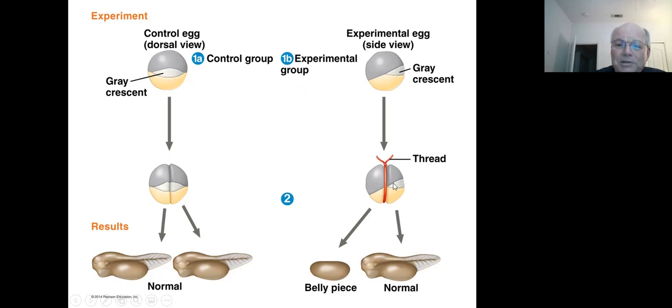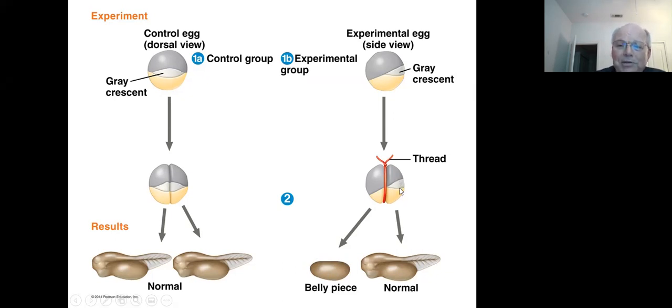One blastomere contained the gray crescent, the other one lacked the gray crescent. So this particular blastomere, and the daughter cells that would develop from it, because it still had the ability to divide, lacked information for the dorsal ventral axis. And so as a consequence, they developed by the default programming and developed into ventral features only, the belly.